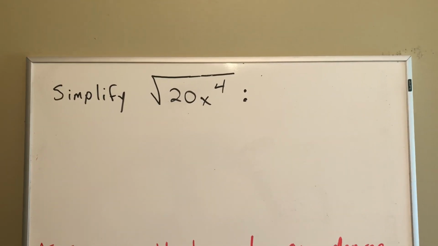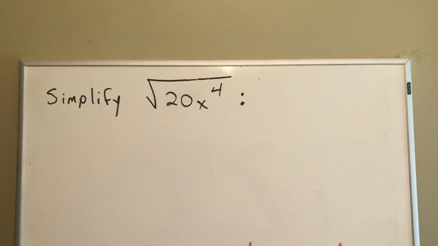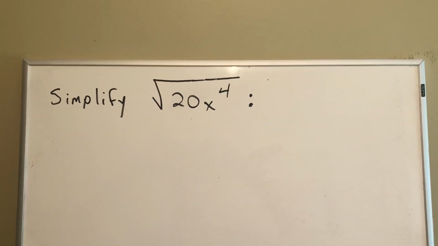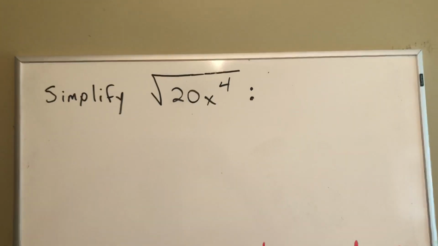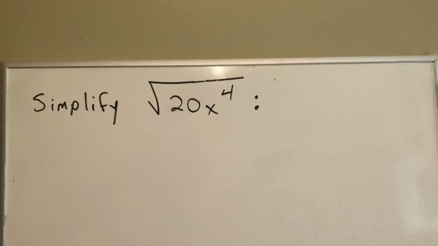Our focus is still on simplifying individual radicals before we move on to multiplying, dividing, adding them. But now we have some variables. We have variables underneath the radical sign here. We're asked to simplify the square root of 20x to the fourth power. So I'm going to begin by using the same factor rule that we learned in our previous lesson.